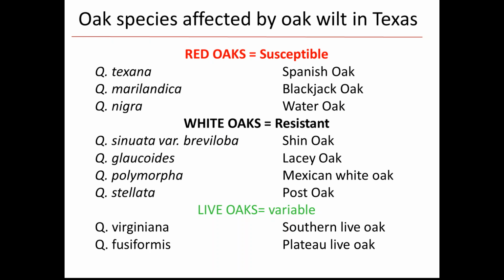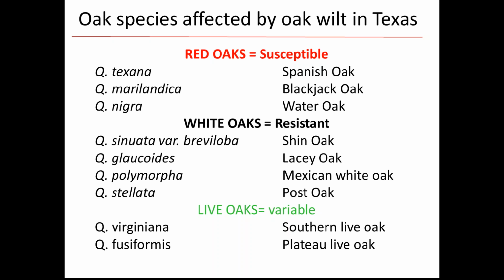These are the main Texas oaks that are affected by oak wilt. Red oaks, trees that are classified in the red oak group, such as Spanish oak, blackjack oak, and water oak, are very, very susceptible. These trees will die within weeks after infection.